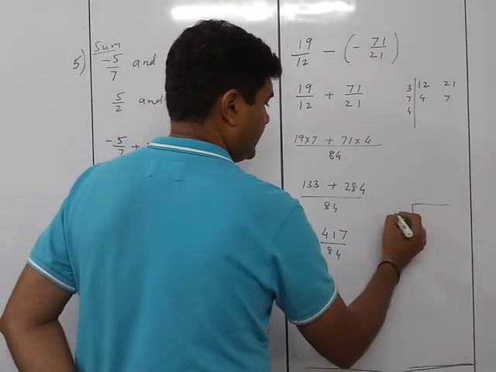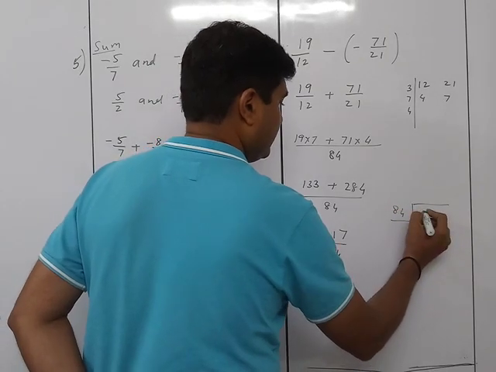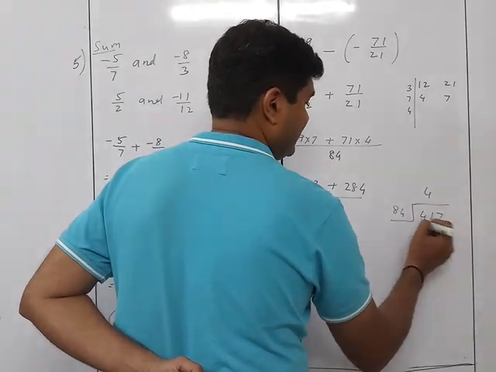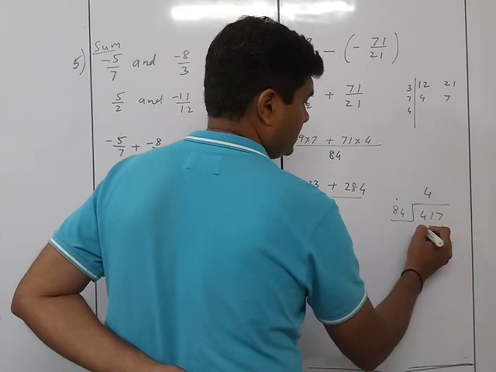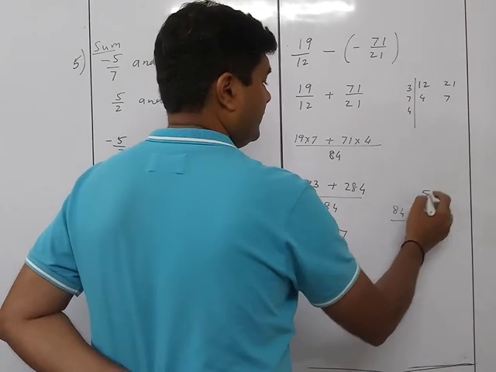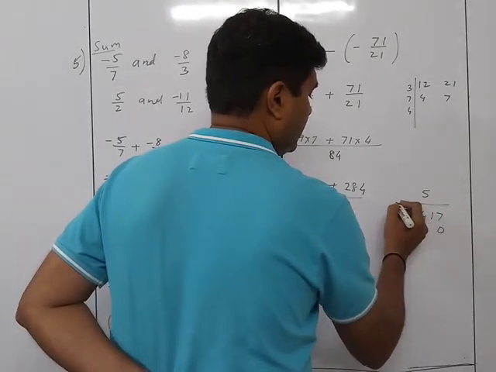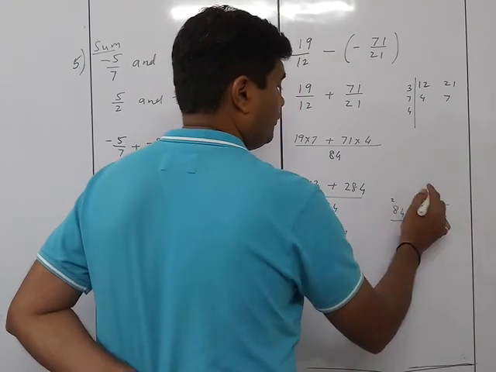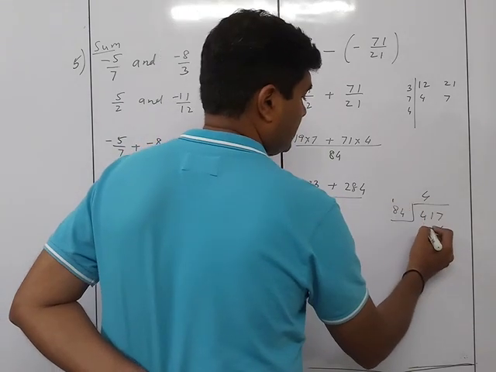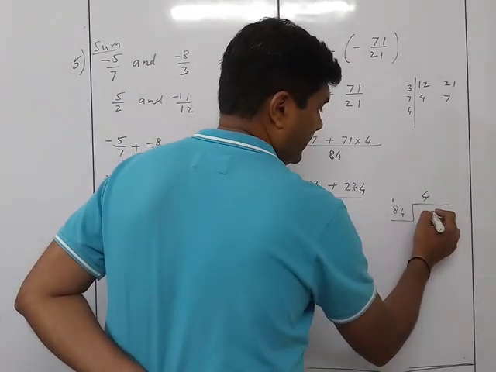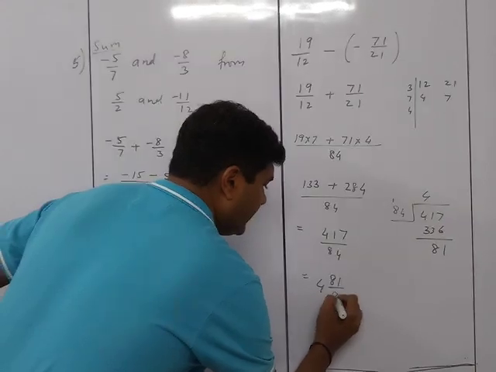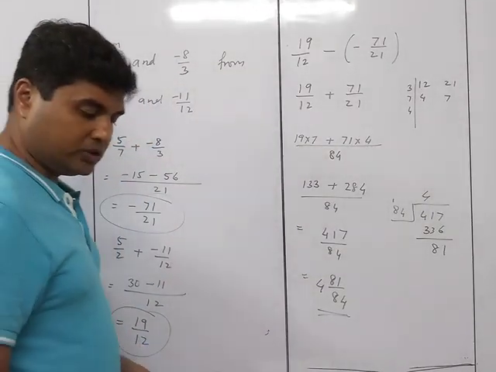If I divide it, I get 84 and 417. Now 4 4s are 16 and 4 is 32, 33. Oh no, that will be more than that. We'll take it as 5. 5 4s are 20 and 5 is 40, 41, 42. So no, it has to be 4 only. So 4 4s are 16 and 1, so 4 is 32, 33. That gives us 1, and then it will be 8. So it will be 481 upon 84 as the answer to this particular question.